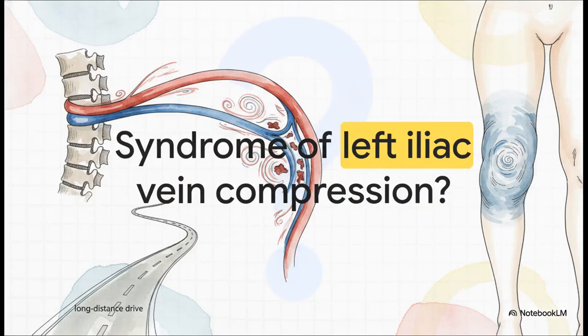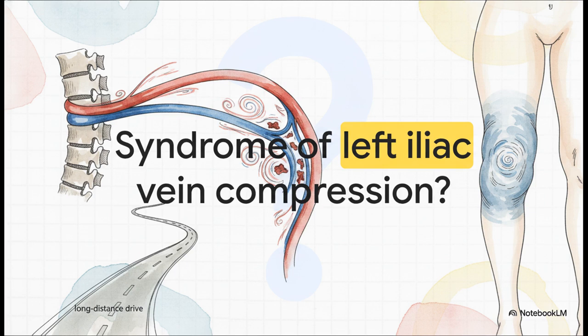Question 10. A 35-year-old female has an isolated left common iliac DVT, compressed by the overlying right common iliac artery. What syndrome is this? A. Nutcracker. B. May-Thurner. C. Paget-Schroeder. Or D. Thoracic outlet. The answer is B.